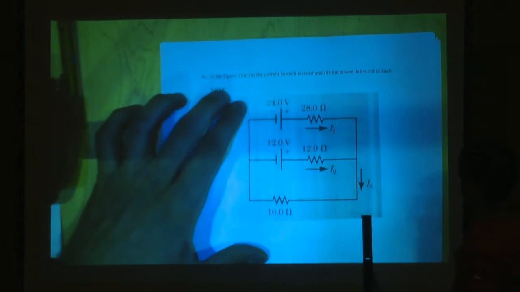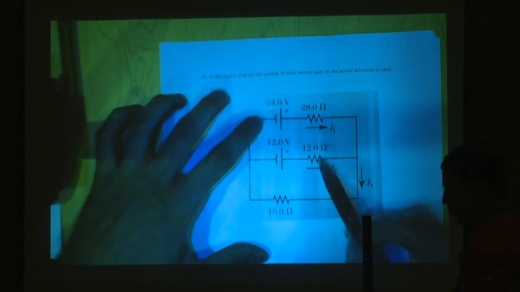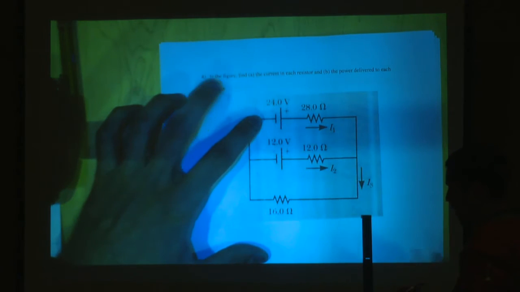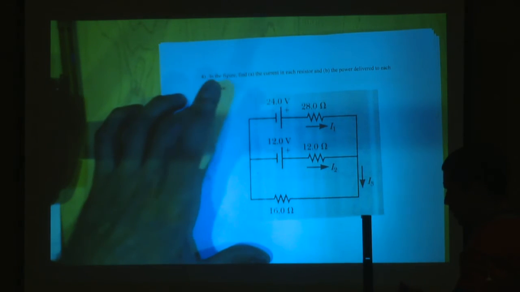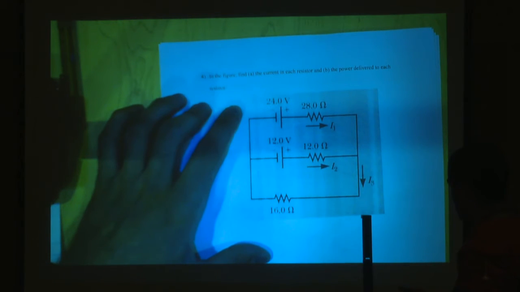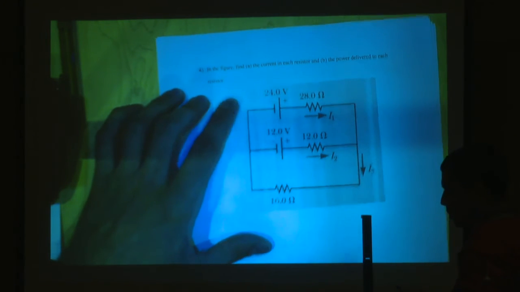Here we have number 4. It says, in the figure, find first the current in each resistor, so I1, I2, and I3, and then the power delivered to each resistor. Okay, so here we will use Kirchhoff's rules to solve this problem.